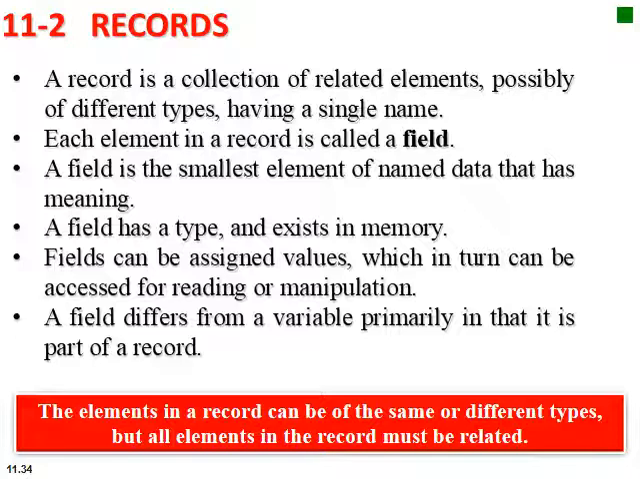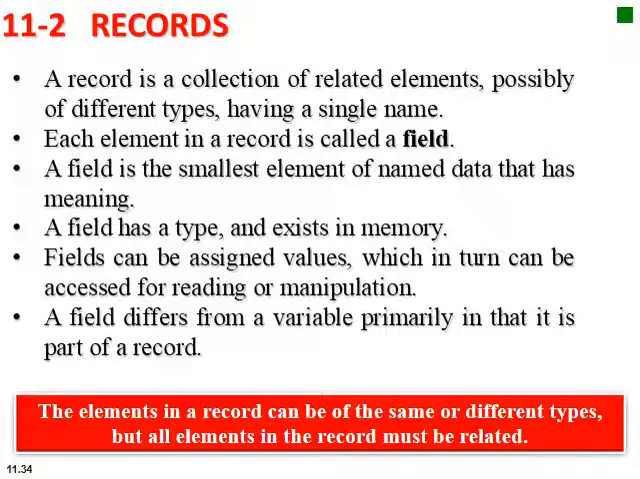Also, a field has a certain type, and it exists in memory just as records, although a little bit more technically different. We will look into that in just a while. So fields can be assigned values, which in turn can be accessed for reading or manipulating them. A field differs from a variable primarily in that it is part of a record. As a matter of fact, a field is actually just a variable, but it is a variable that very specifically belongs to a record.